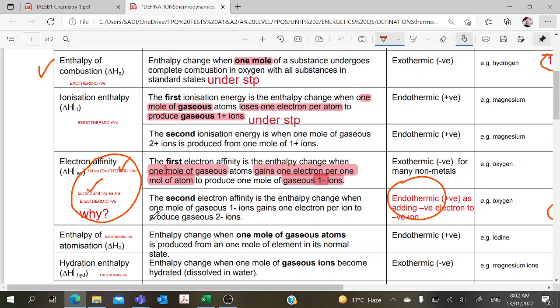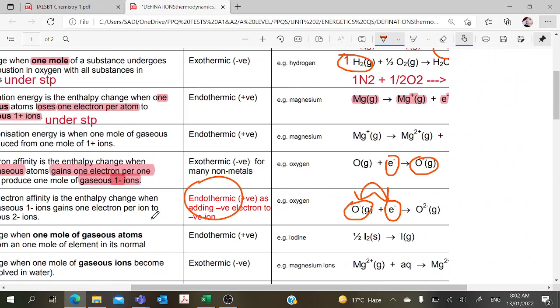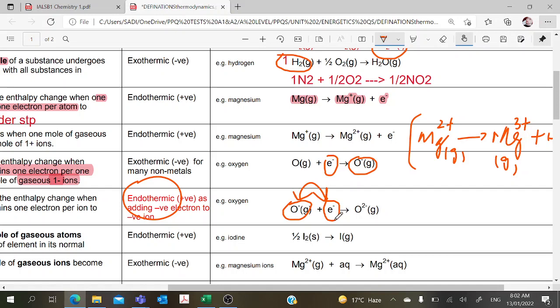Okay. So the reason for that is that when we are bringing the second electron or the third electron to the already negatively charged ion, there will be a force of repulsion. To overcome that force of repulsion, we have to provide a certain amount of energy. That's why the process is becoming endothermic.